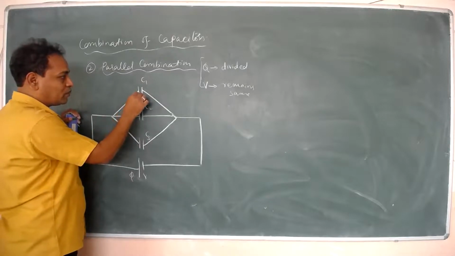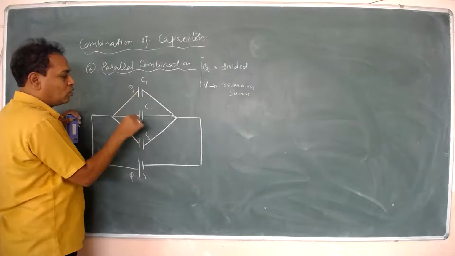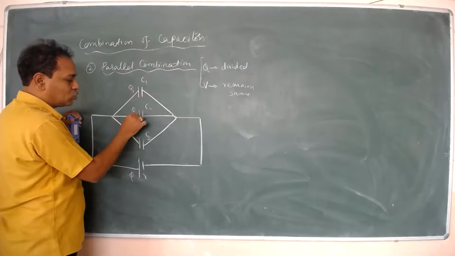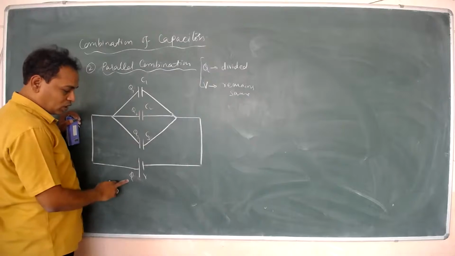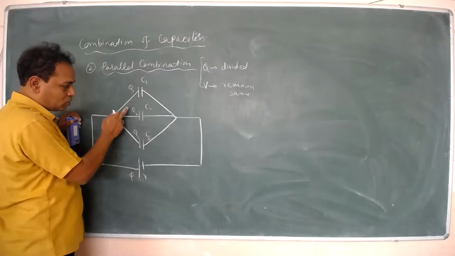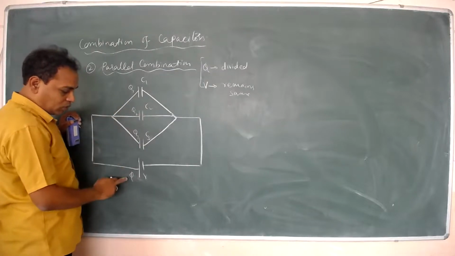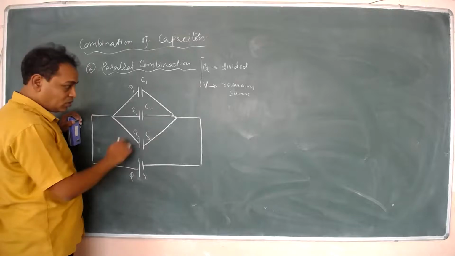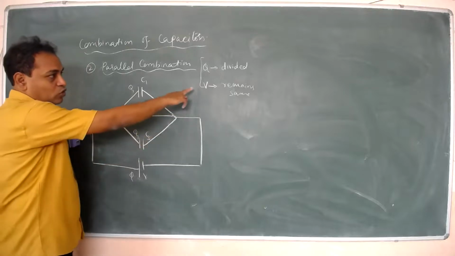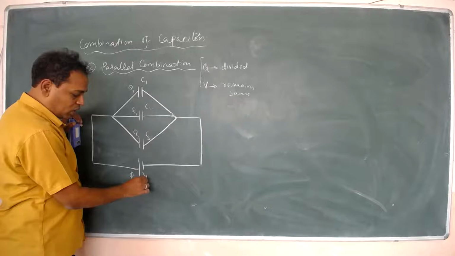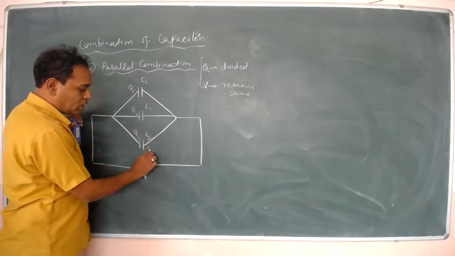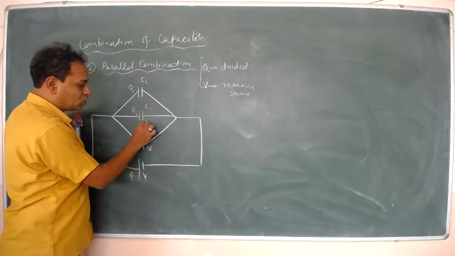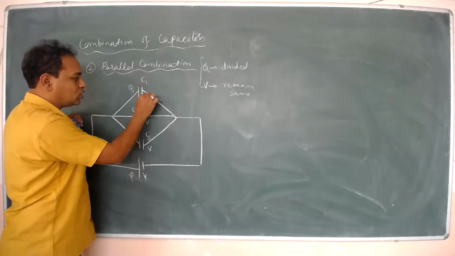Say for this capacitor the charge is Q1, for this one Q2, and for this one Q3, where Q is the sum of Q1 plus Q2 plus Q3. Since this is parallel, as I told you, V remains the same. Whatever V you have supplied, the same V is across this one also, and across this one also.